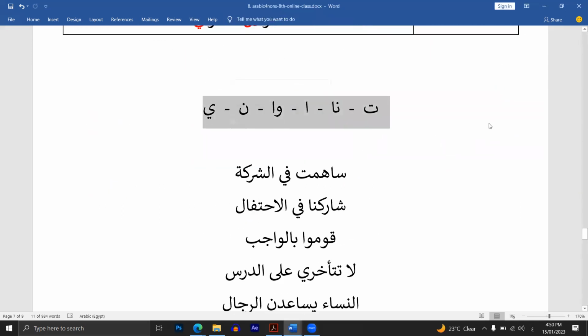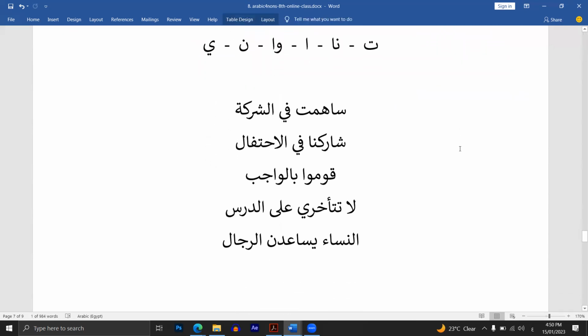So now here I listed all the connected pronouns that serve as subjective pronouns. تا, we call it تاء الفاعل. نا, ألف الاثنين, واو الجماعة, نون النسوة, and ياء المخاطبة. This is the last one we mentioned. Now I have 5 examples. I will take one by one to extract the connected pronoun and identify its position or its location.